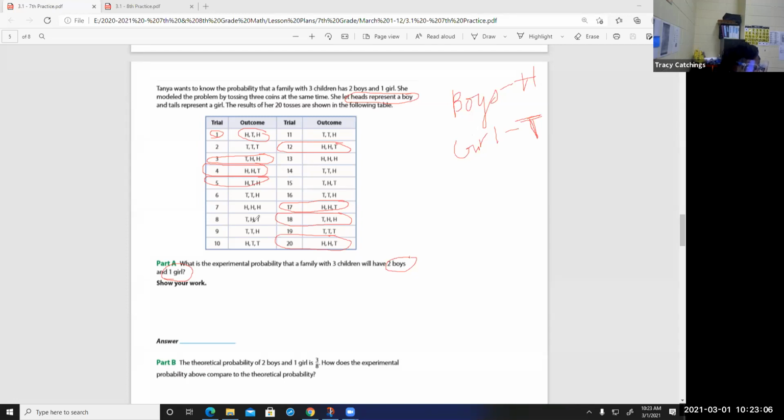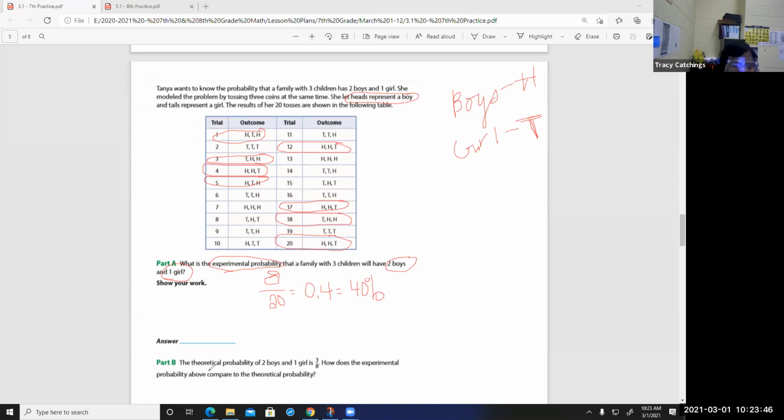8 got 2 T's, 1 H. All right, so how many do we have? Y'all look closer again. This big old 8. We go together. 8. All right, 8, and we know we got 20 times. Somebody go ahead and divide it out. What is that as a percent? Good job. 40%. So that's the experimental probability after they did that experiment.